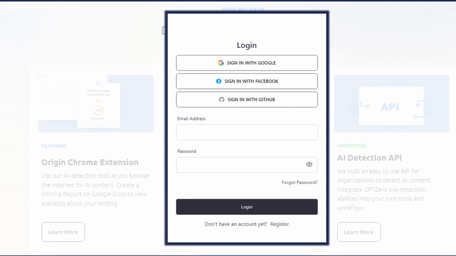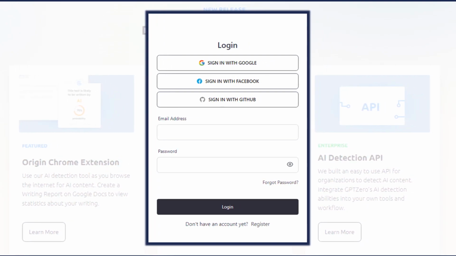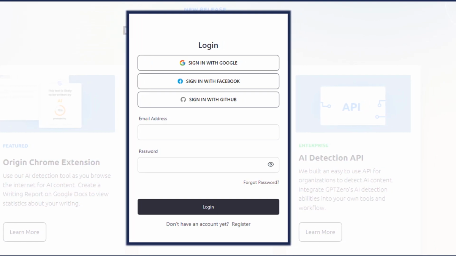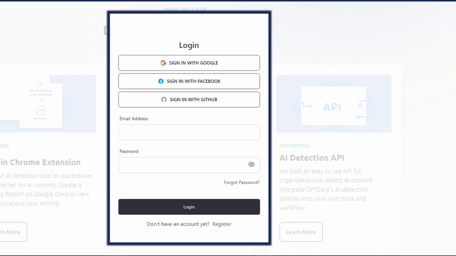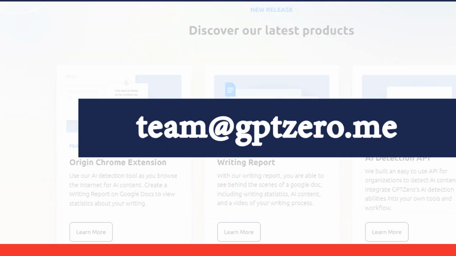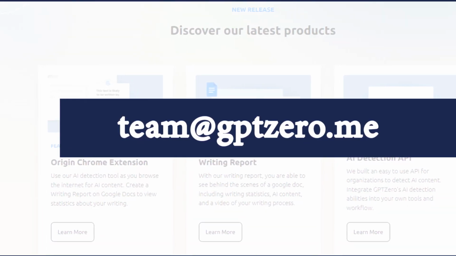The first method to cancel your GPTZero subscription is by logging into your GPTZero account and finding the Cancel Subscription button. Remember that after canceling your subscription, you can access the benefits of a subscription until the current subscription term ends. Method 2. How to cancel GPTZero subscription via email?